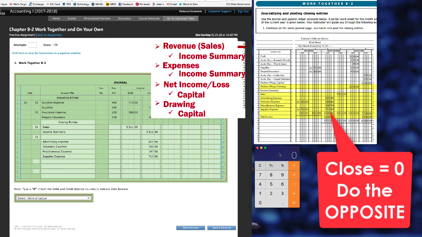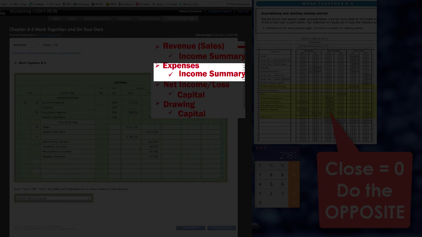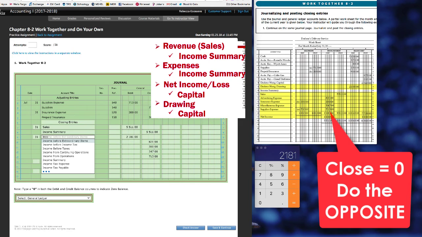Now I need the total of that to go into the debit, because I need my debits to equal credits. So I'm going to take 821 plus 300 plus 347 plus 713, and I need to make this my debit. So my debit of 2,181 equals all of my credits added together. Again, checking the cheat sheet, that should go into income summary.